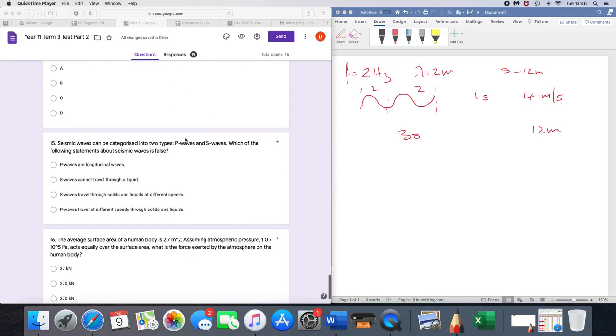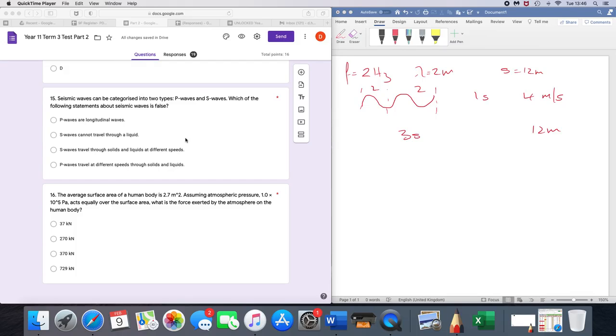15. Seismic waves can be categorized into two types, P and S. Which of the following statements about seismic waves is false? Well, P waves are longitudinal. S waves cannot travel through a liquid, they are transverse. S waves travel through solids and liquids at different speeds. All waves would do that, except S waves don't travel through liquids. So that would be wrong. And P waves would travel through solids and liquids at different speeds. So 15, the answer is C.